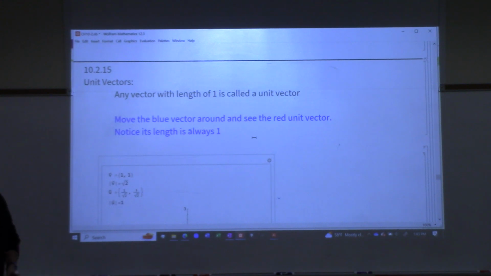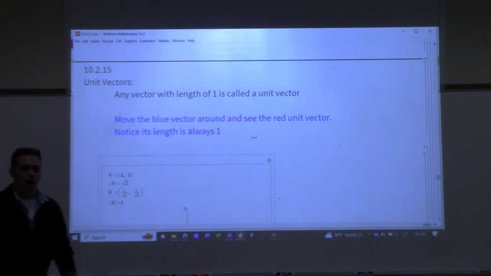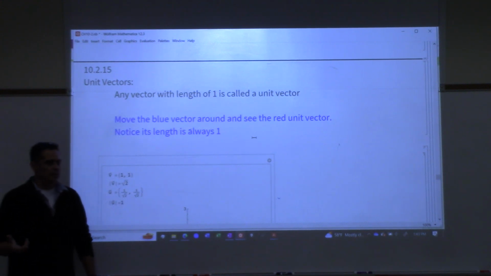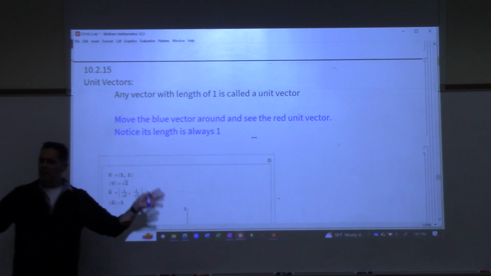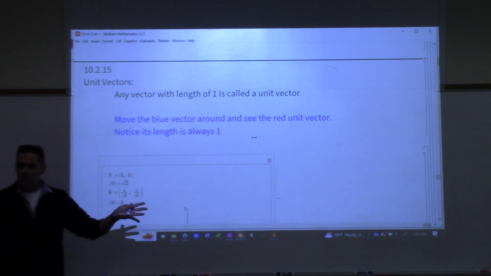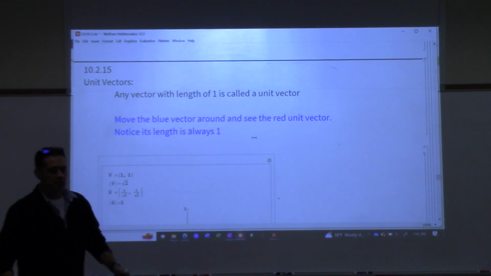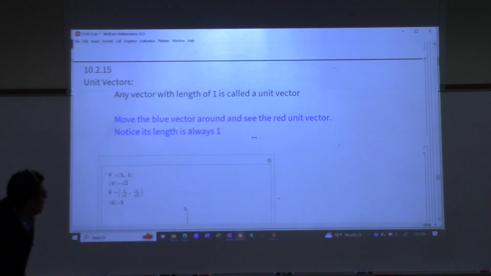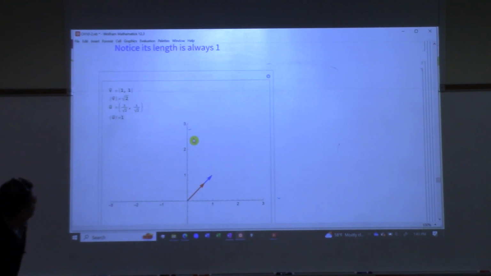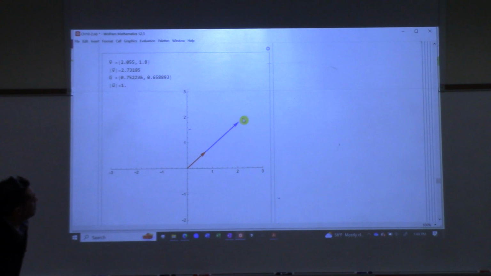All right, any vector with the length of 1 is called a unit vector. So if you're looking at vectors, any vector that has a length of 1 is called a unit vector. So if I imagine, take a blue vector, okay? Doesn't matter where that blue vector is.